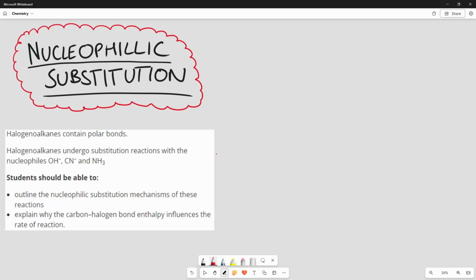The AQA spec for halogenoalkanes. The first thing it says on the spec over here is that halogenoalkanes contain polar bonds. We know that a halogenoalkane is an alkane with at least one halogen atom in place of a hydrogen atom. So let's draw the molecule bromopropane, for example. 1-bromopropane, I should say, actually.